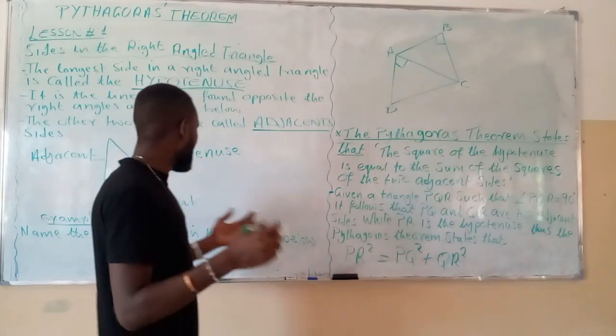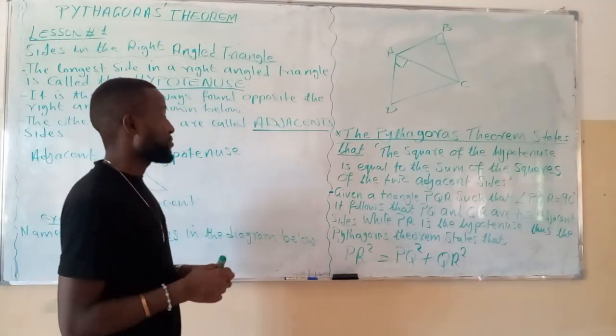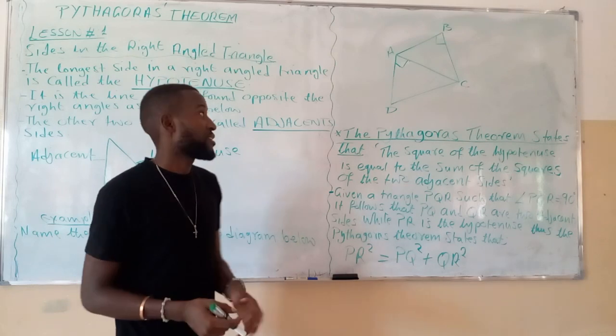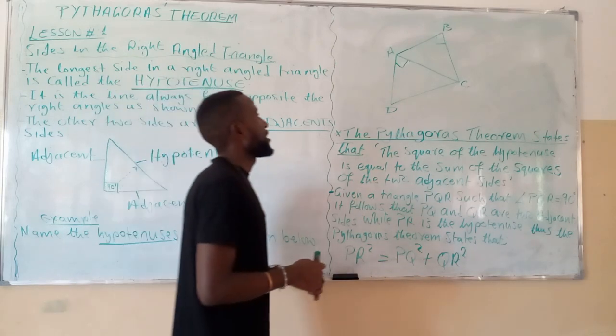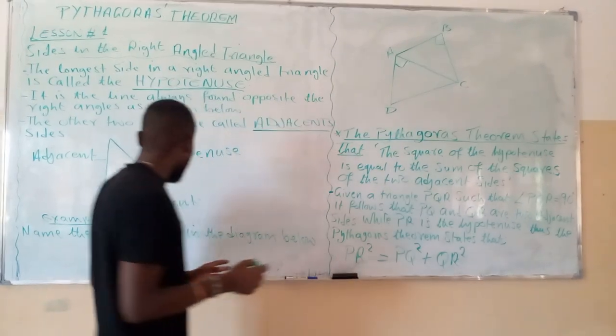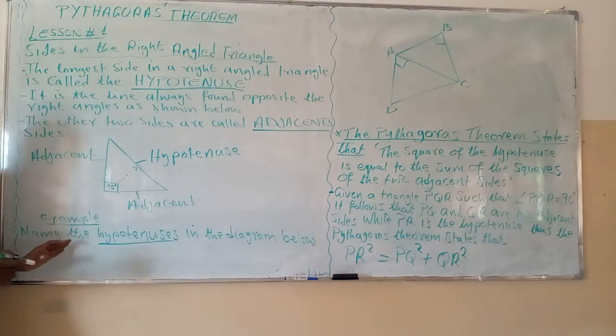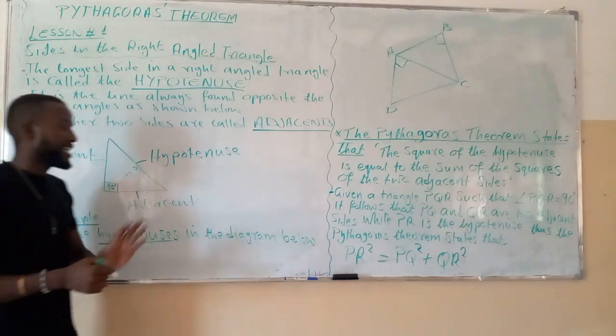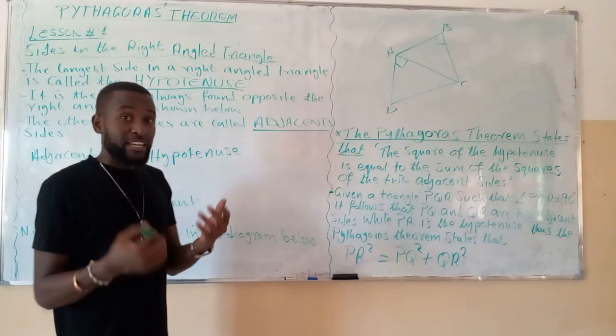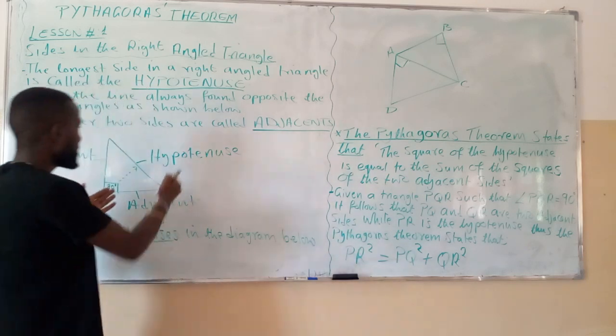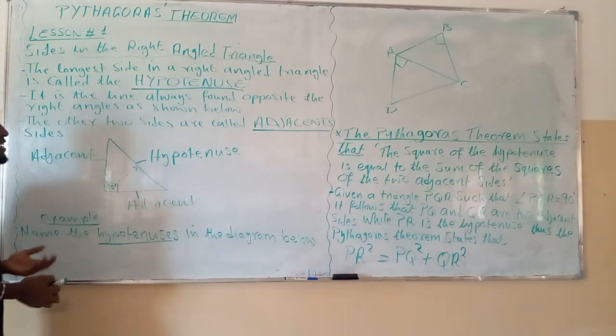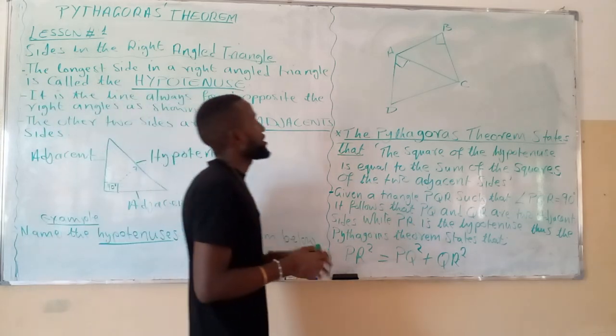Okay, I expect Jonathan to be able to answer these questions because these are very simple questions. Okay, now let us look at this answer. Now, Anderson, if you name the hypotenuse in the diagram below, Anderson, I expect you to be able to answer this one. Now you know the hypotenuse and the adjacent sides. So what is the hypotenuse?